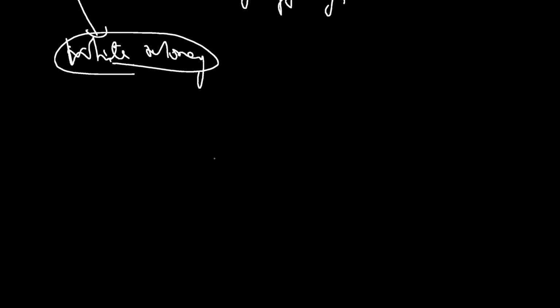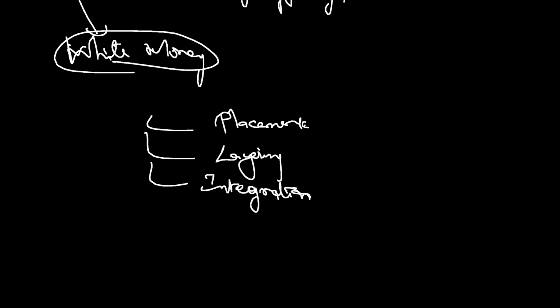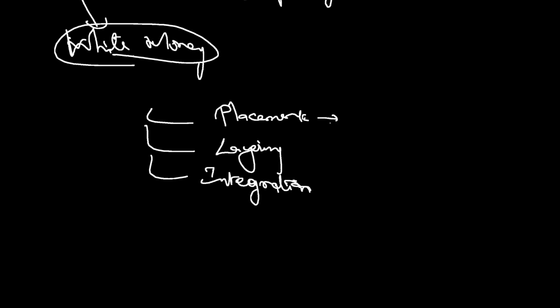It goes through three stages: first one, placement; second one, layering; third one, integration. This session is all about these three stages by which one can convert their black money into white money. Number one, placement stage. This is the first step.